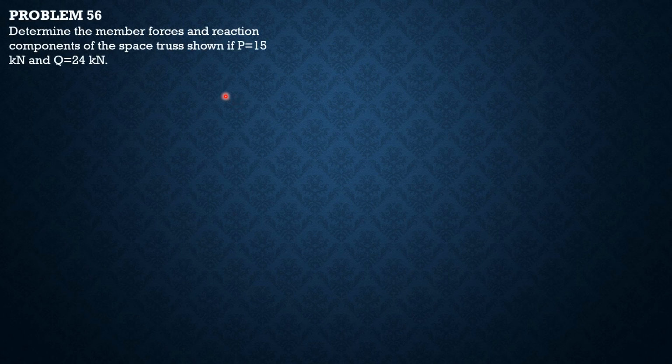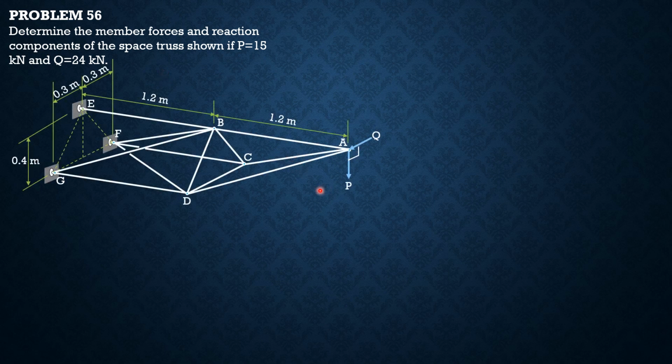Okay, let's have the solution to example 56. Determine the member forces and reaction components of the space truss shown if P is 15 kilonewtons and Q is 24 kilonewtons. So P is 15 and Q is 24 kilonewtons.